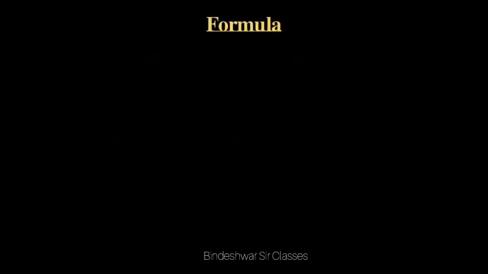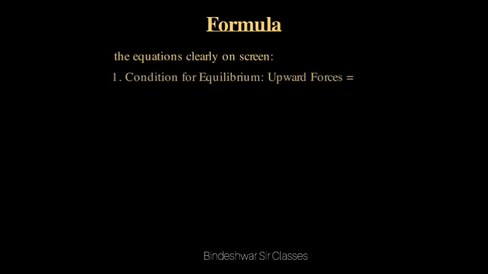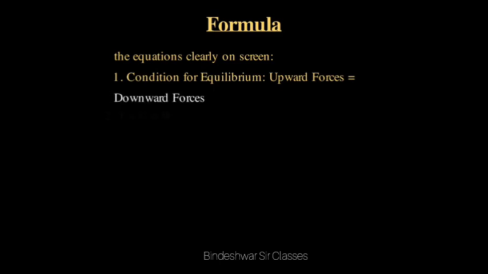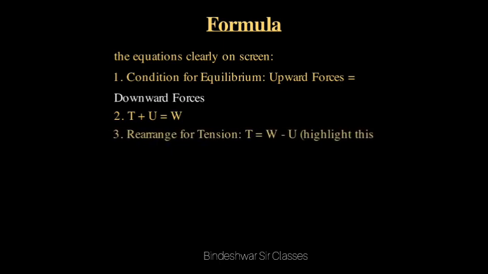Based on our understanding of the forces in equilibrium, we can write down our main formula. The total upward force equals the total downward force. So T plus U equals W. Our goal is to find the tension, T. By rearranging this equation, we get the formula for tension, T equals W minus U. So, to find the tension, we need to calculate the true weight of the object and subtract the upthrust acting on it. This value T is also sometimes called the apparent weight of the object in the liquid.